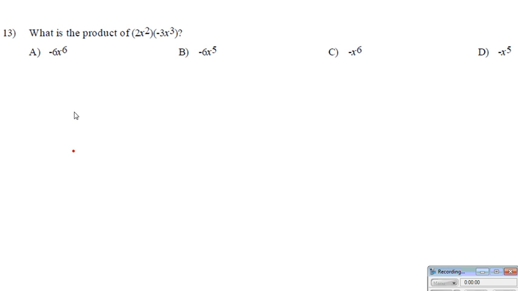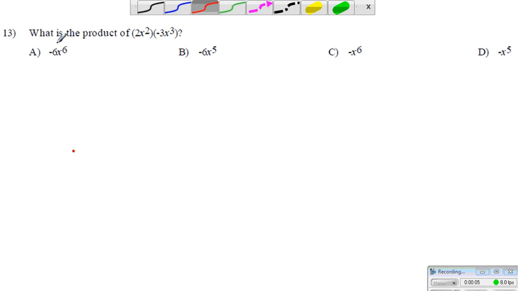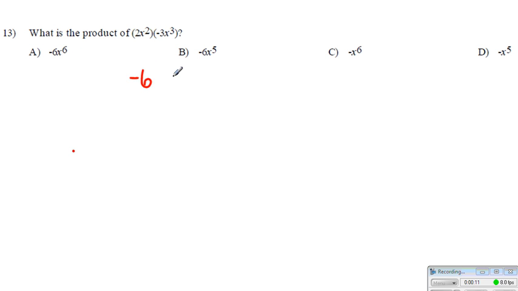Going to go over the rest of the questions together. So here we have question number 13. What is the product of these two? So 2 times negative 3 becomes negative 6. But when you multiply those two numbers, x squared and x cubed, we have to add up the exponents. Hence it becomes negative 6 times x to the 5th power, which would be choice B.